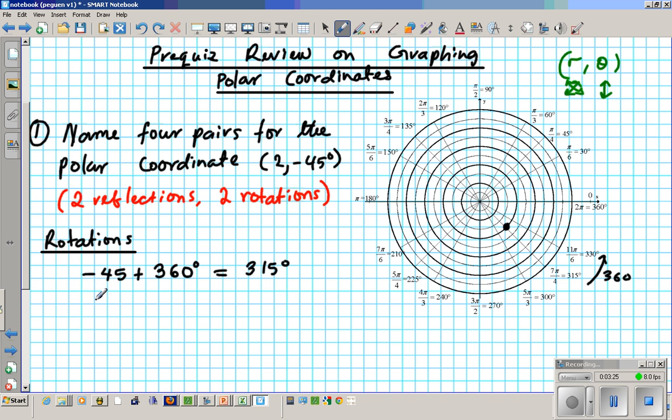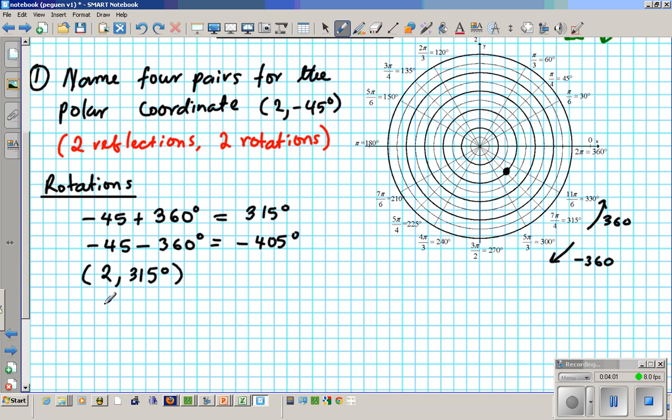And then I also do -45 minus 360 degrees. This is the clockwise rotation. I'm going this direction, meaning negative 360 all the way around, and that takes me right back here. In this case, we have -405 degrees. So our rotations, keeping the radius the same at 2, are (2, 315) for the first one, and then (2, -405 degrees). So these are our two rotations.